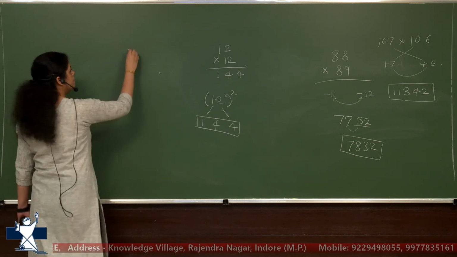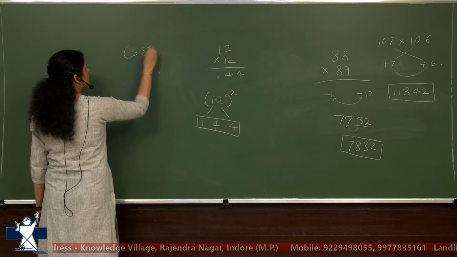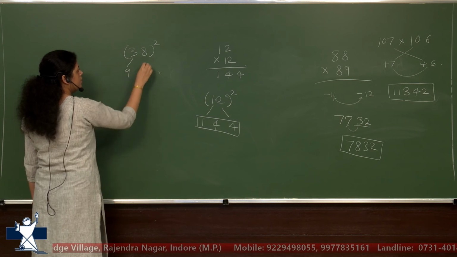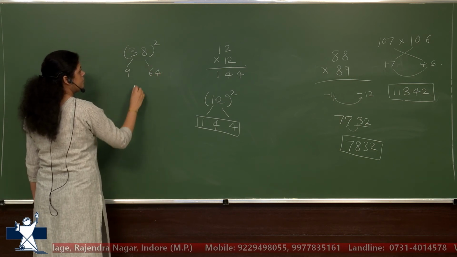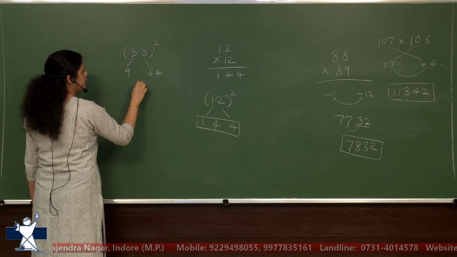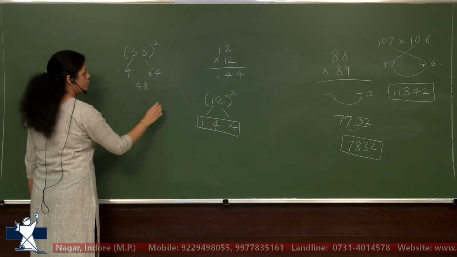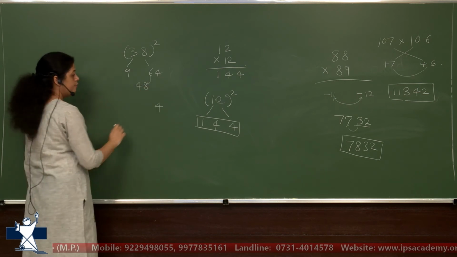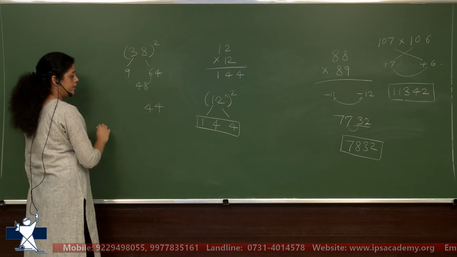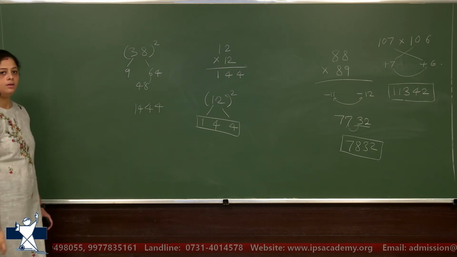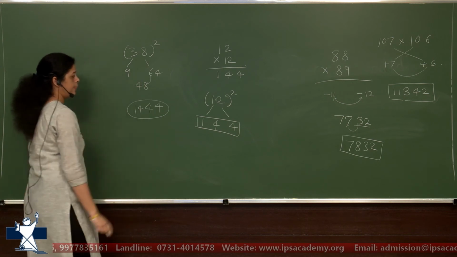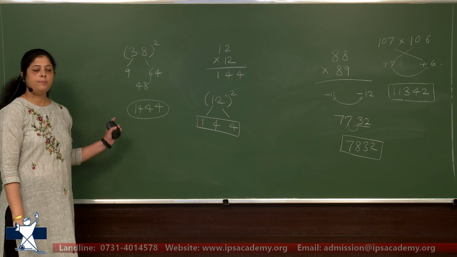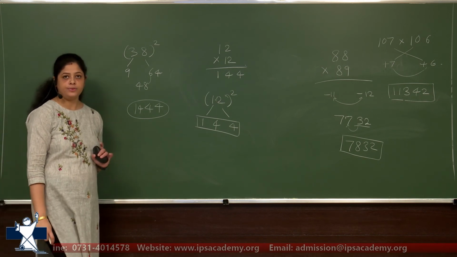So take any random number to find its square. So first take 3 square 9, 8 square 64. 8 into 3 24 into 2 48. So what do we do? Write 4. 6 carry over to 48. 54. 5 carry over to 9. 14. So 38 square is 1444. So this is also the method to find the squares.